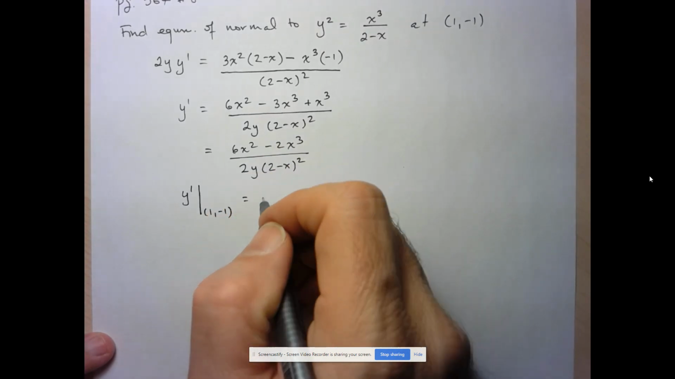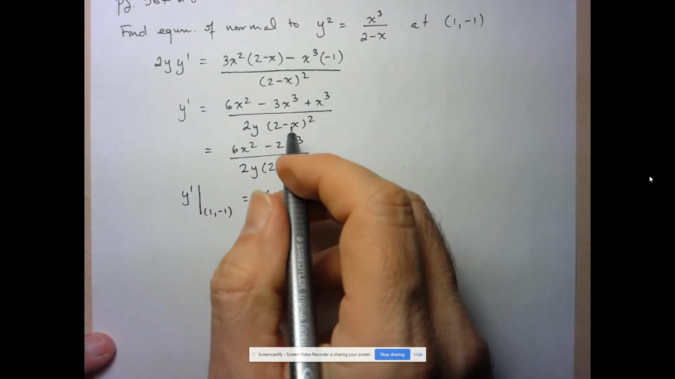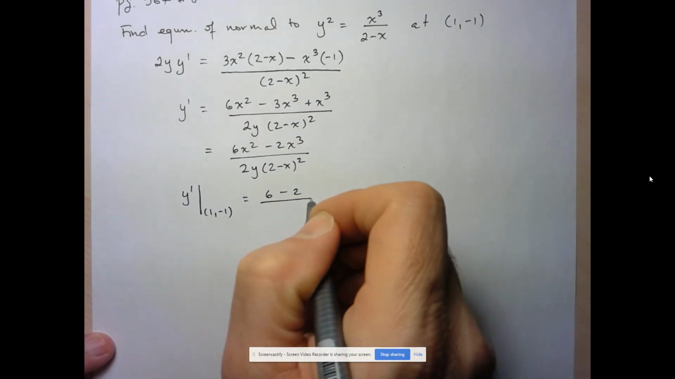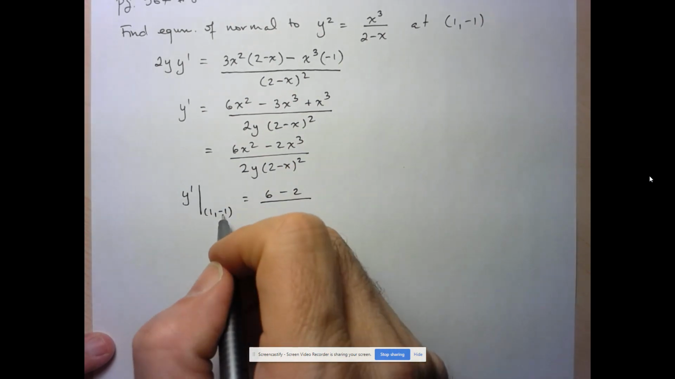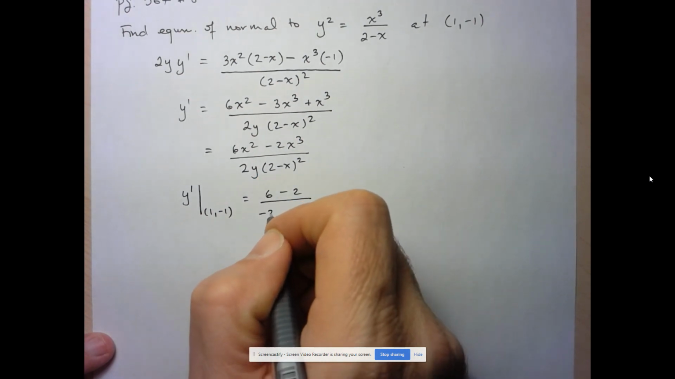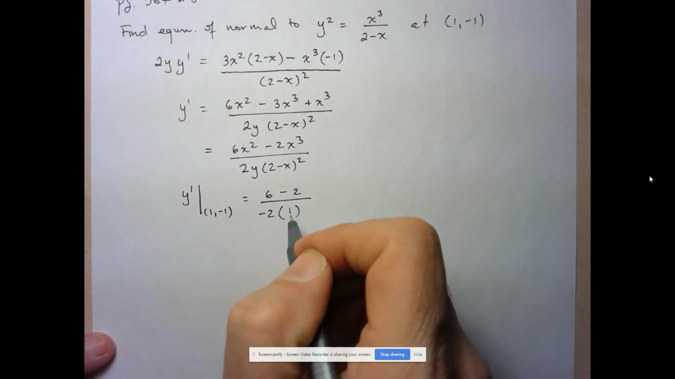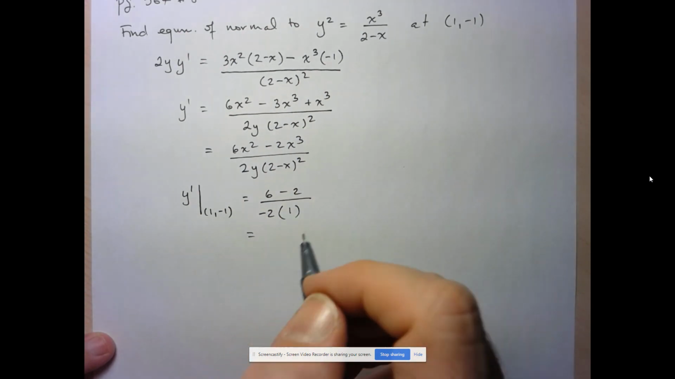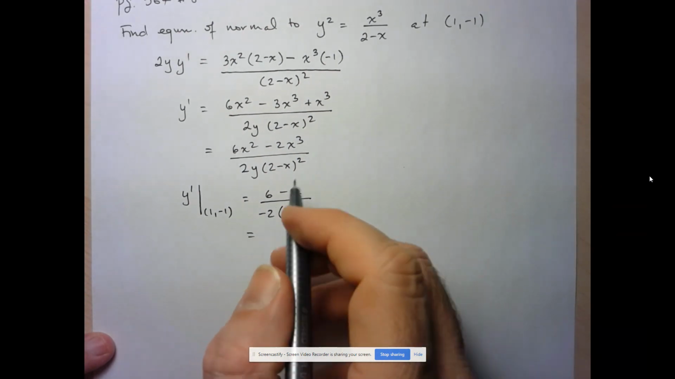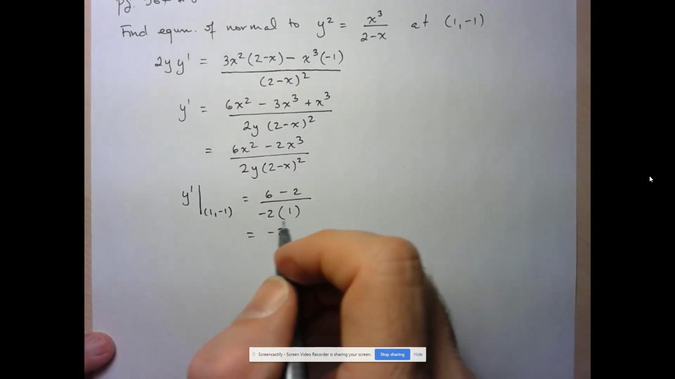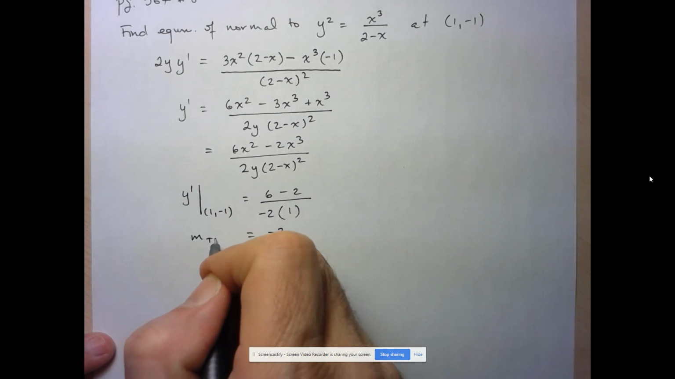Here 6 times x squared is just going to be 6, minus 2 times 1 cubed is just going to be 2. 2 times y, so y is -1, so it's going to be -2, times, and here 2 minus 1 is 1 squared, so that's just going to be 1. In the end, what are we left with? We're left with 4 over -2, so -2. This represents the slope of the tangent.